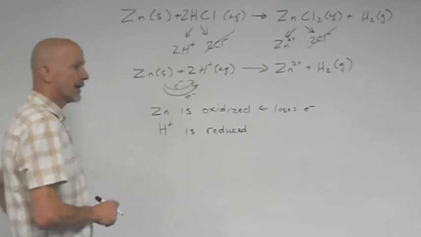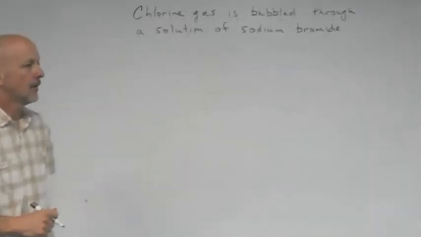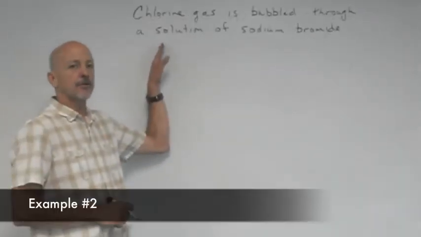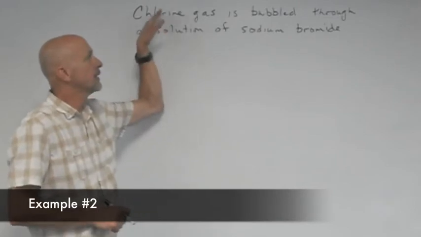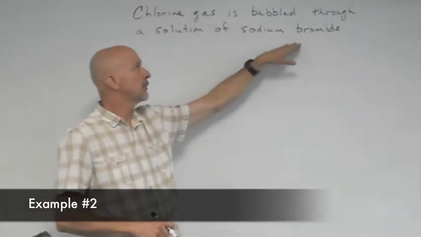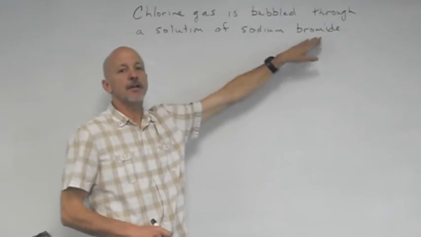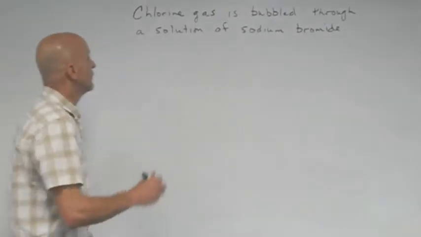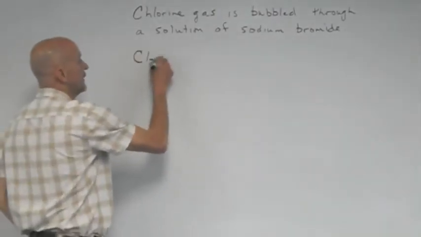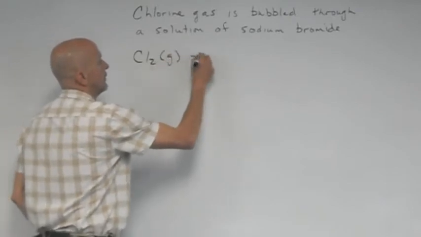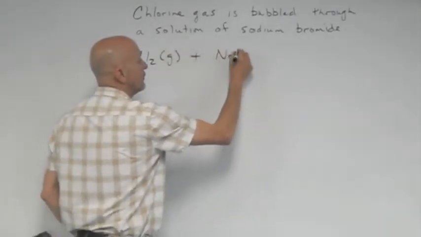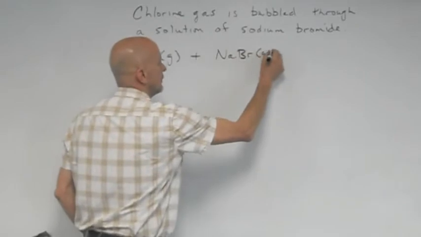And now one more reaction with the halogens. If I take chlorine gas, so chlorine in its neutral state, and I'm going to bubble it through a solution of sodium bromide. I have another halogen here that has a negative ion. So let's write that one. I'm going to take chlorine gas, react it with sodium bromide solution.